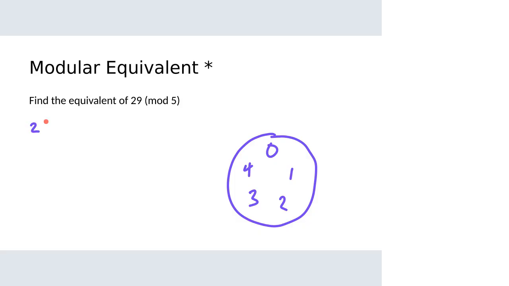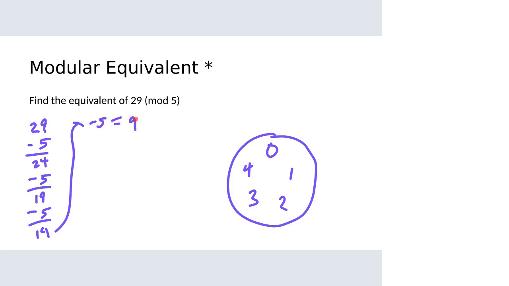Another way you could go is 29 is no good, but I could subtract 5 and get 24, and I could subtract 5 again and get 19, and subtract 5 again and get 14, and subtract 5 again and get 9, and subtract 5 again and get 4. Finally, got there. Probably a little clumsy for most of you.